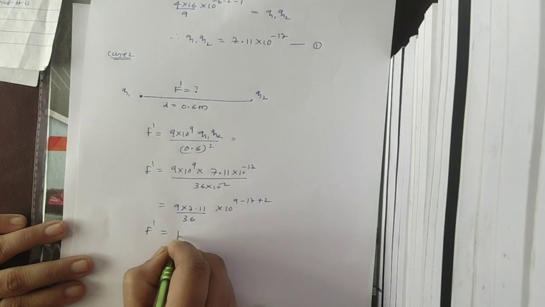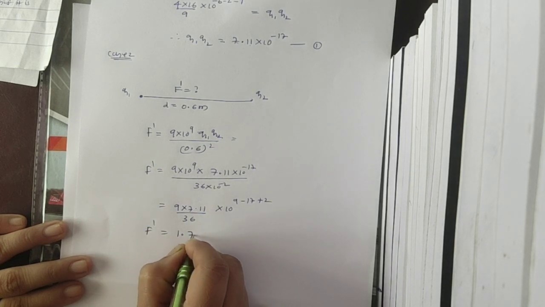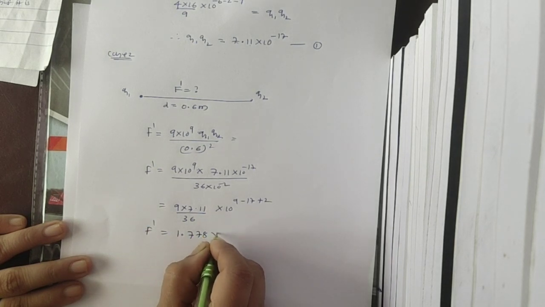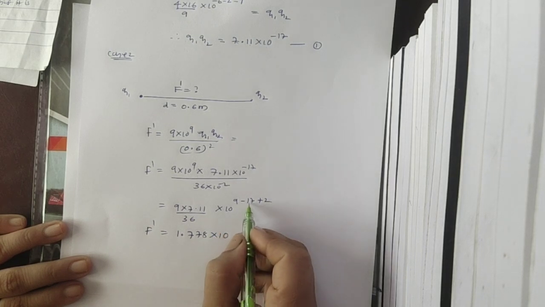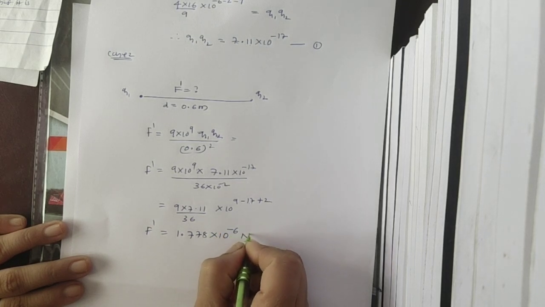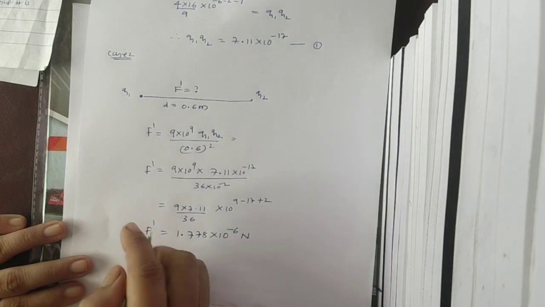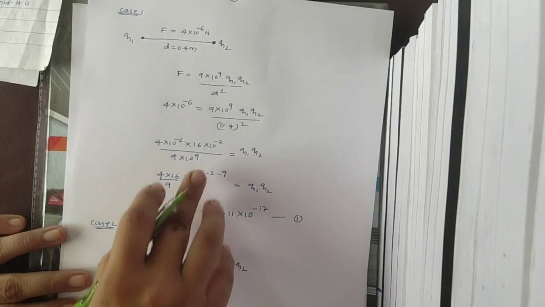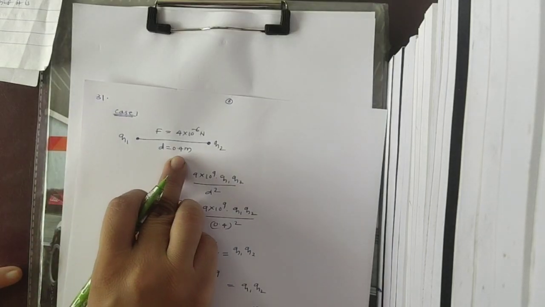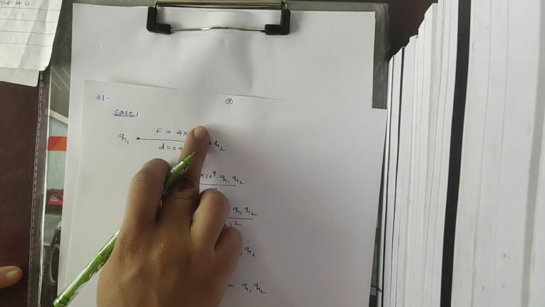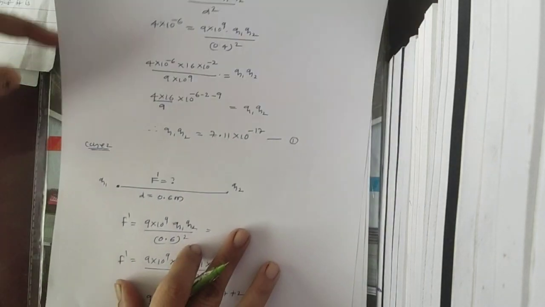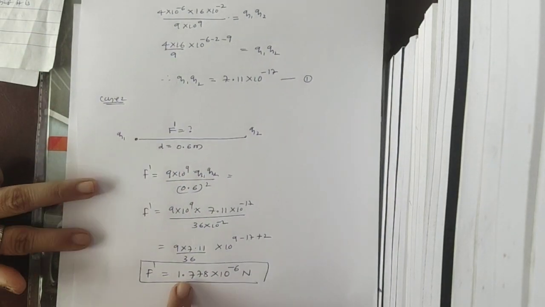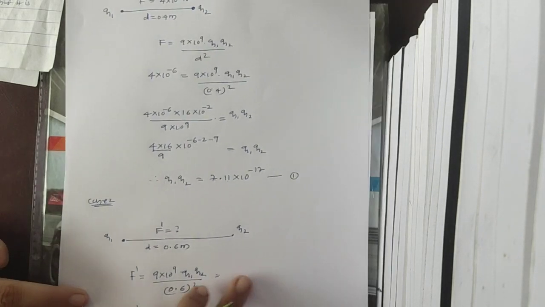New force 1.778 into 10 to the power 11 minus 17, equal to minus 6 Newton. This is the new force. Obviously, if distance increases, force reduces. So when distance is 0.4 meter, force is 4 into 10 to the power minus 6. When distance increases to 0.6 meter, the new force is 1.778 into 10 to the power minus 6 Newton. This is the 31st problem. Next, 32.